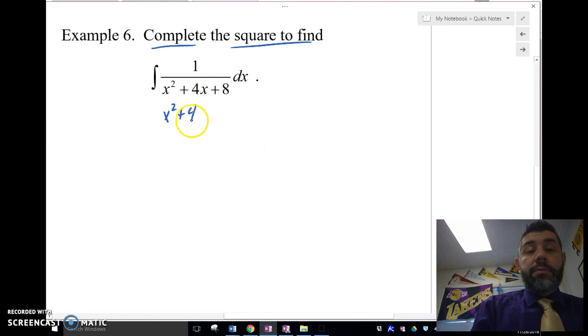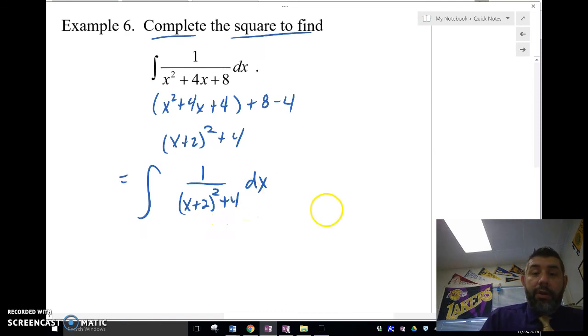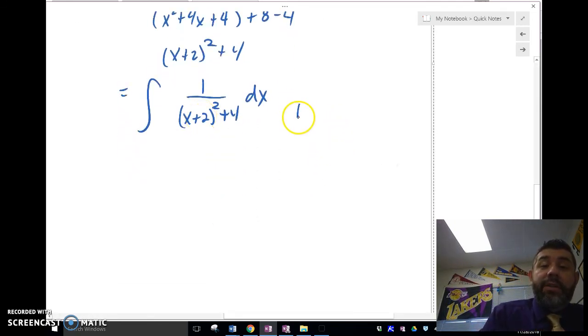All right, so here's what we're going to do. Complete the square. We're going to divide by 2 and square it. So we're going to add 4 and subtract 4. So that's going to give me x plus 2 squared plus 4. So I'm going to get the integral of 1 over (x plus 2) squared plus 4 dx. And notice that is an inverse tangent, where u equals x plus 2, and du is just dx there.